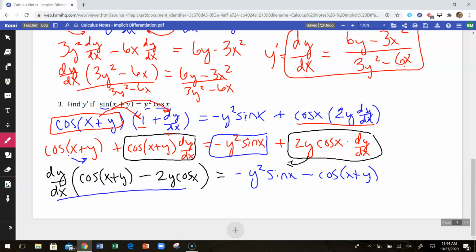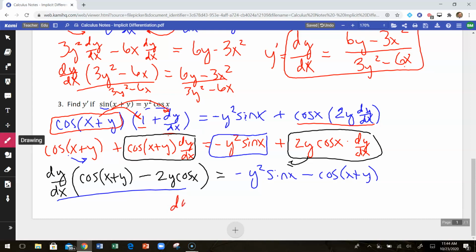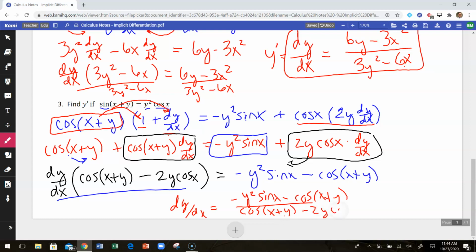My last step will be to divide all of that stuff over to the other side. So I'm going to go ahead and do that. And my final answer for dy over dx is going to equal negative y squared sine x minus the cosine of x plus y, all divided by cosine of x plus y minus 2y cosine x. Okay, and once you isolate the dy over dx, your job is done. So that's a pretty challenging example there.